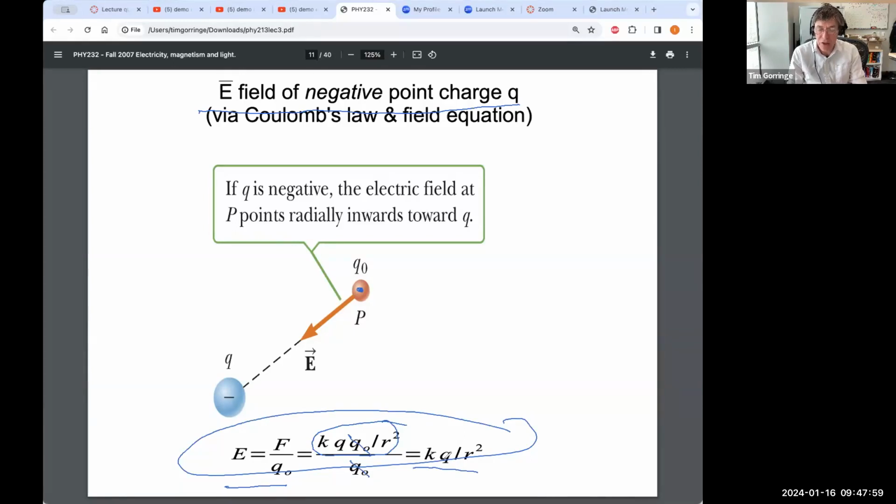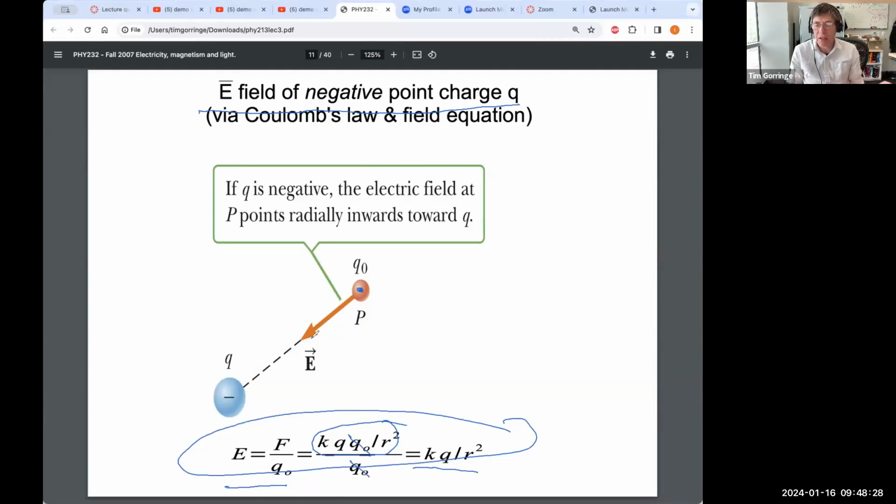Now, this equation looks the same as the positive charge. It is the same equation for the size or the strength or the magnitude of the electrical field. What's different is the direction. If you remember, in the positive charge, the field vector was pointing away from the positive charge. In this case, the field is pointing towards the negative charge. So it's in the opposite direction.